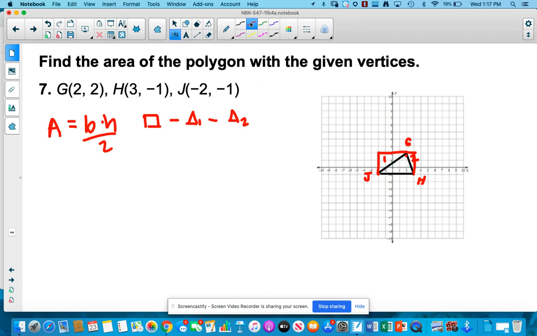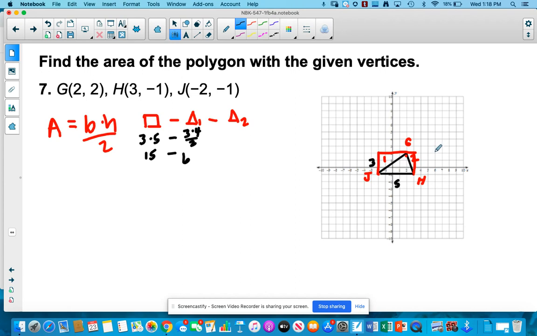Okay, so now let's talk about base times height. If I look at my big rectangle, it is 3 by 5. So could I say 3 times 5, which is 15? And I'm going to be subtracting the area of the first triangle. I know it is a 3 by 4, so 3 times 4 divided by 2, which is 12 divided by 2, which is 6.